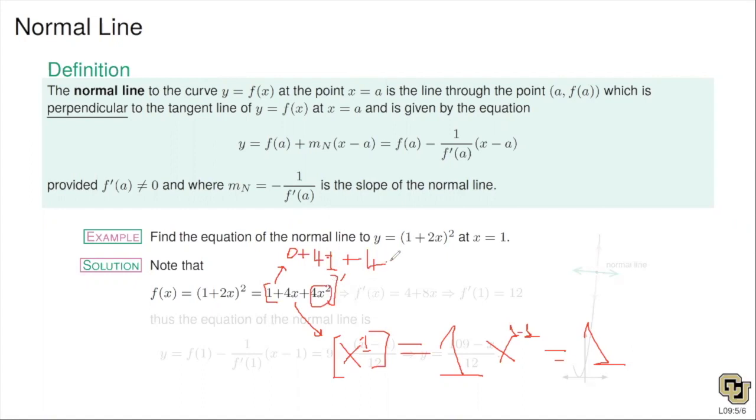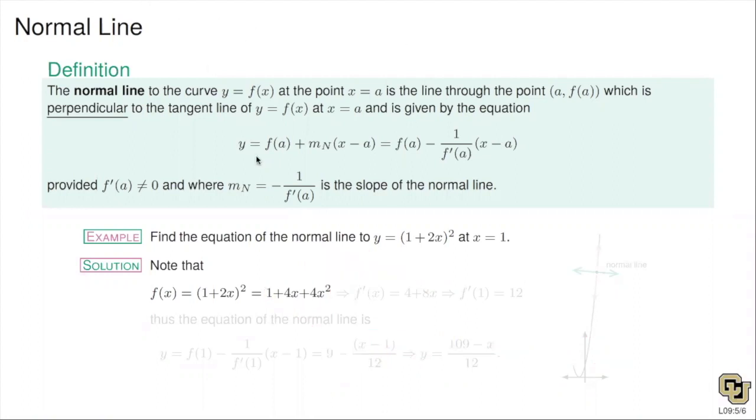I just bring the 2 down, x raised to the 2 minus 1. And here 4 times 2 is going to be 8. So I'm looking for 4 plus 8x as the derivative, right? The derivative of 1 is 0. Derivative of 4x is 4. The derivative of 4x squared is 8x.